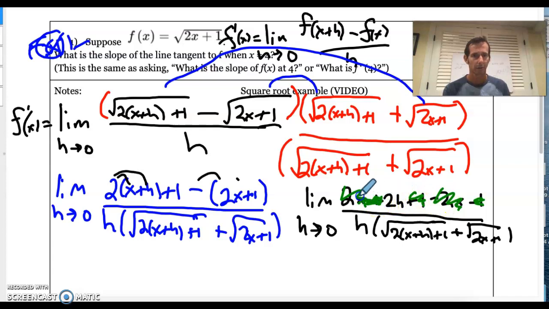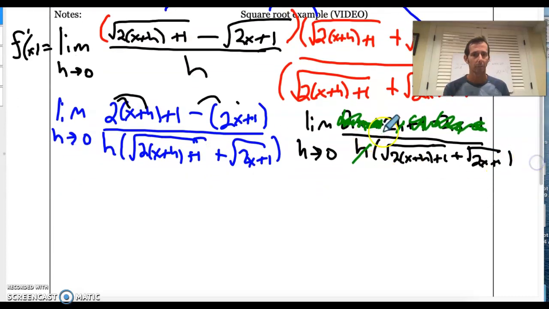If these are all gone, and this is where you can back up if you need to see why those are gone, but those are all gone now. All I have is 2h, and I have h times this mess, but that h divided by that h is 1, and that's where that h cancels that I told you was our goal every time. And so if that happens, I know things are pretty good because that just got rid of that 0 in the bottom that was giving me an issue.